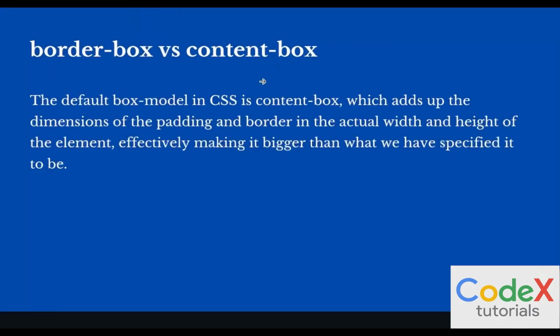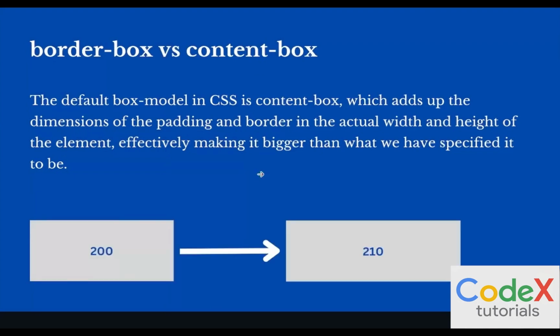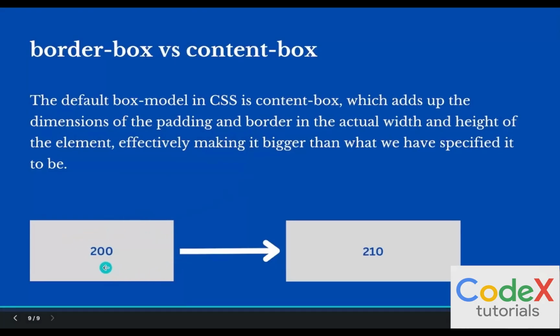Now, what does the content box mean? The content box essentially means that the actual dimension of any HTML element is greater than the specified dimension of the HTML element, because the padding and the border are added to the actual HTML element. What I mean by this is, suppose that I specified a width of 200 pixels to my HTML element.